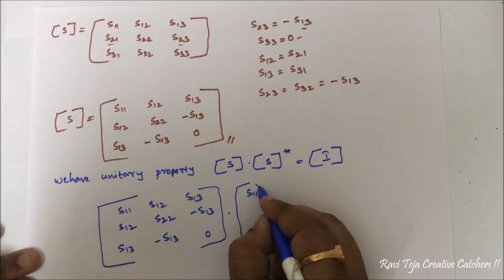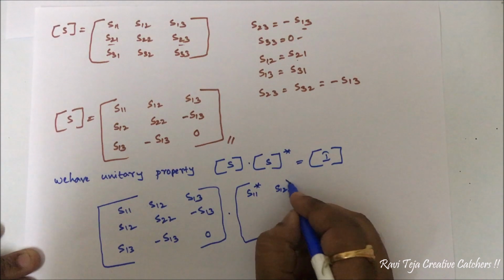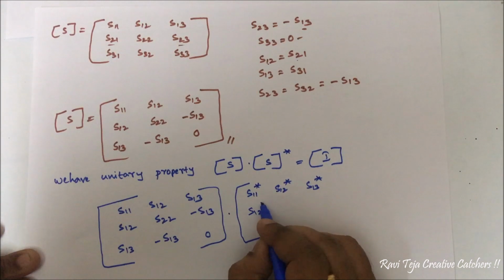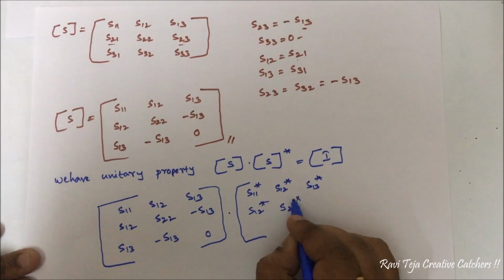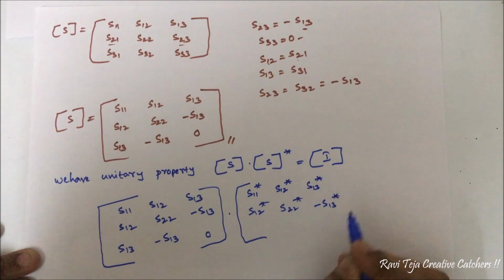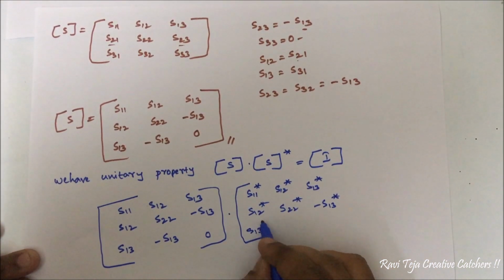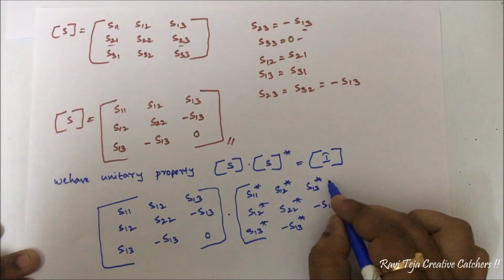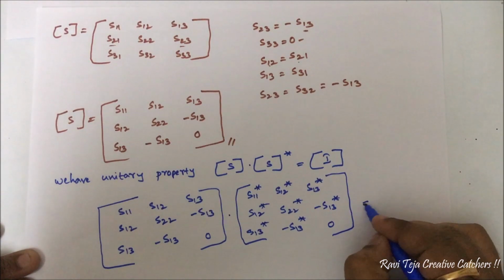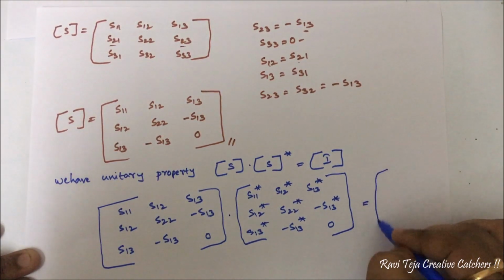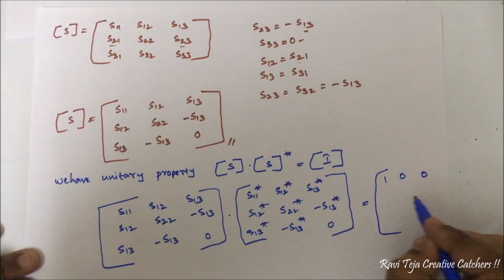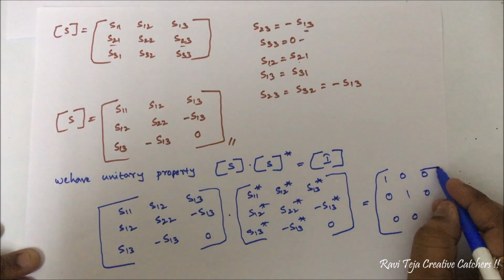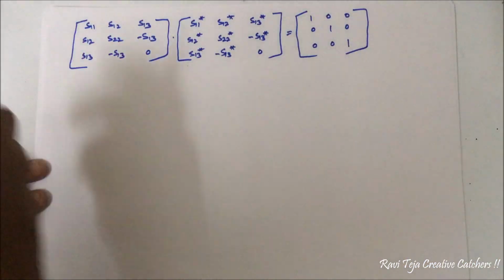So S11 star, S12 star, S13 star, here also S12 star, S22 star, minus S13 star, S13 star, minus S13 star, 0, which is equal to the identity matrix I. So it needs to be 1 0 0, 0 1 0, 0 0 1. So this is how to write our S matrix in the above property.